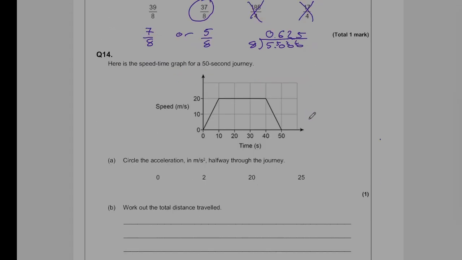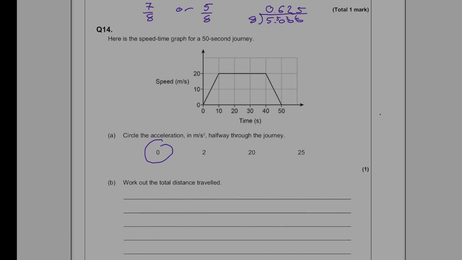Okay, question 14. Here is the speed time graph for a 50-second journey. Circle the acceleration in meters per second halfway through the journey. So halfway through the journey would be 25, and we've got a speed, but it's constant speed, so that would be 0.